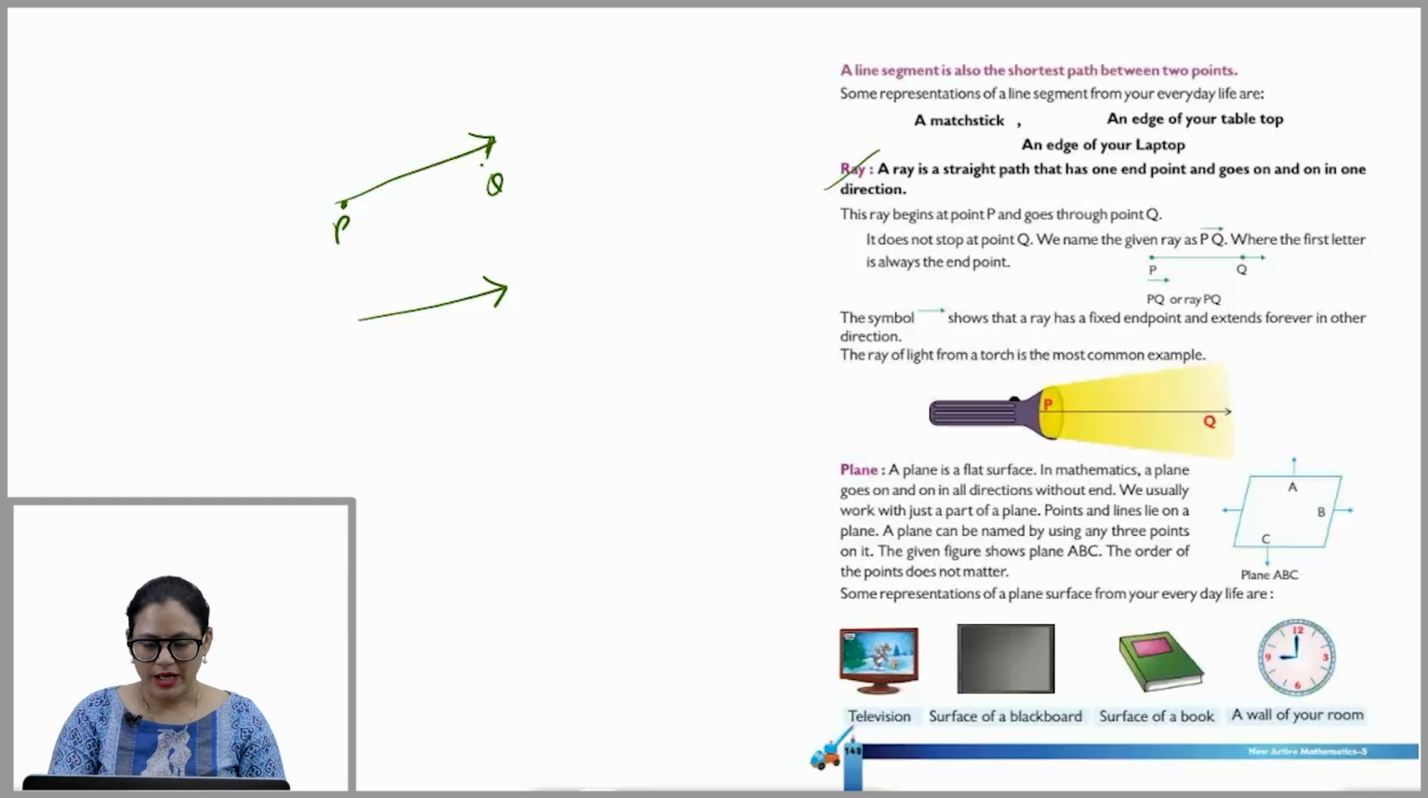Plane. A plane is a flat surface. In mathematics, a plane goes on and on in all directions without end. We usually work with just a part of a plane. Points and lines lie on a plane. A plane can be named by using any 3 points on it. The given figure shows plane ABC. The order of the points does not matter. Some representations of a plane surface from your everyday life are these plane surfaces.